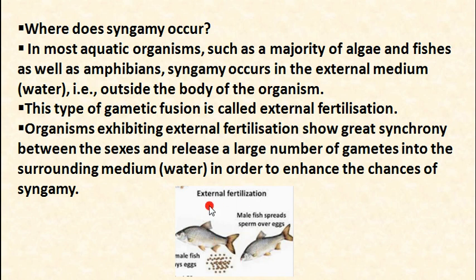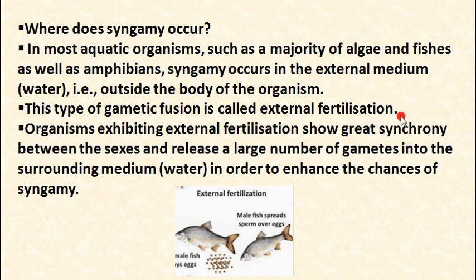Here you can see the image. Here a male fish and a female fish, two different sexes. They fertilize externally, outside of the body. You can see here the eggs of fishes, and they fertilize outside the body, not inside. Organisms exhibiting external fertilization show great synchrony between the sexes and release a large number of gametes into the surrounding medium, here the water, in order to enhance the chances of syngamy.